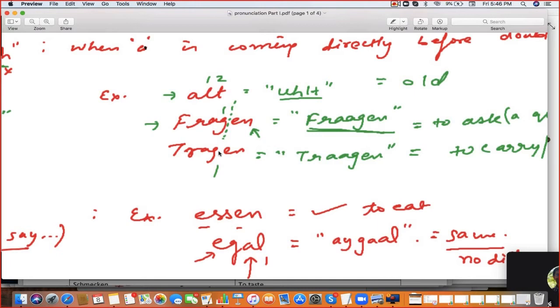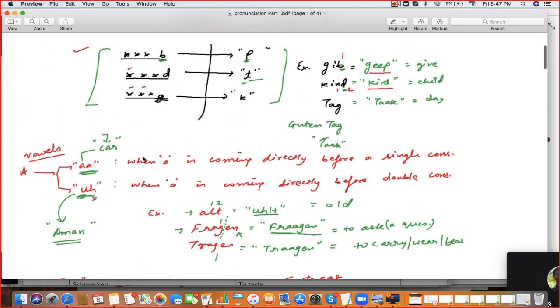One. Now the rule is, after A, if one consonant is coming directly, it will have the long A sound, like in PARTH. Otherwise, it will have the short A sound. Clear? Got my point? So if it is one, then the single A is the lengthy sound. Otherwise, it will have the short A sound.